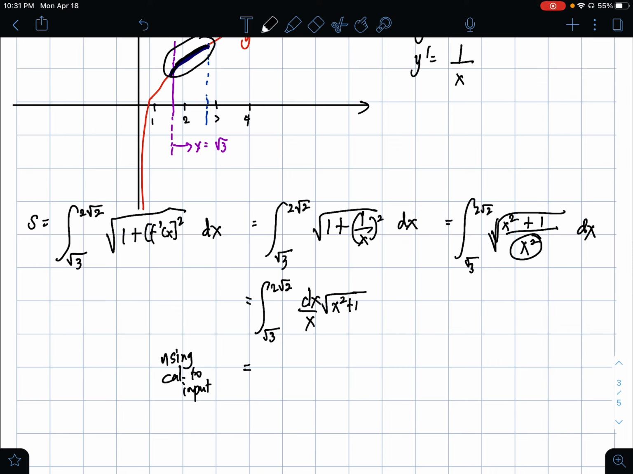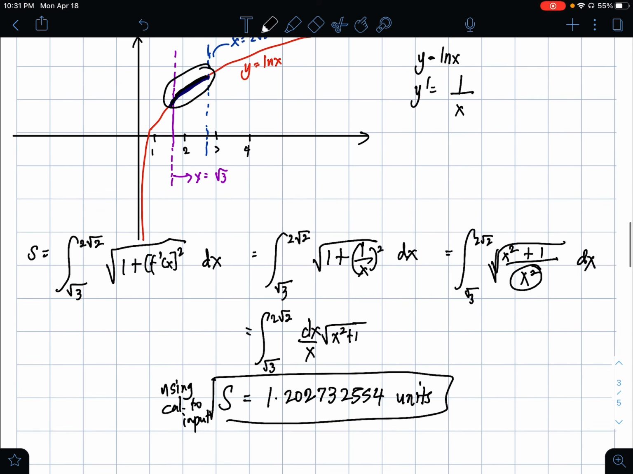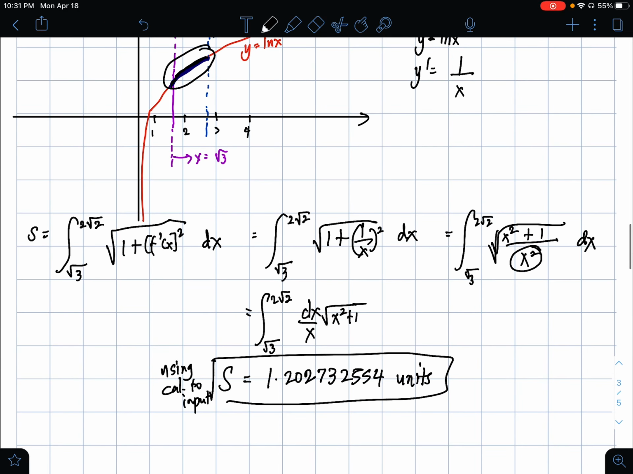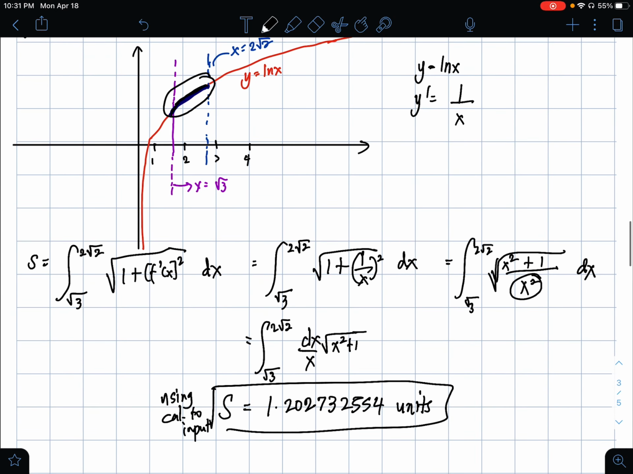So we have s as 1.020, or the length of that curve here is 1.202732554 units. That is your final answer. Okay, so that is the length of the curve, another example for the length of the curve.